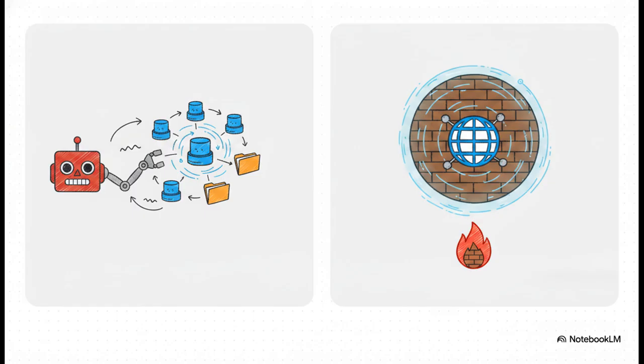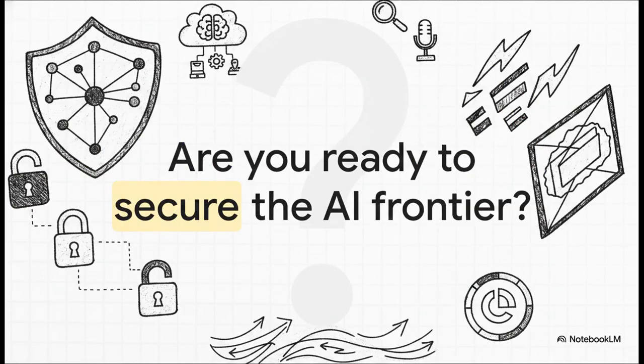On the flip side, if you require network-centric threat detection, and maybe you already have existing firewall hardware on site, implementing Fortinet's AI security is going to lock down that perimeter perfectly. So, I want to leave you with this provocative thought to consider today. As AI completely redefines what our attack surface looks like, is your organization truly ready to secure the AI frontier?